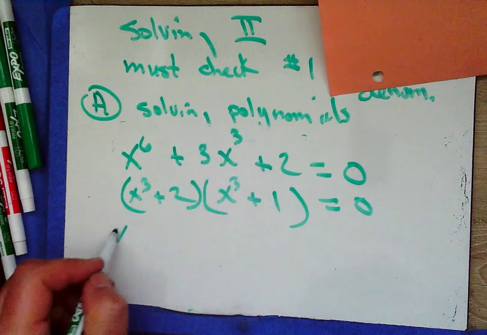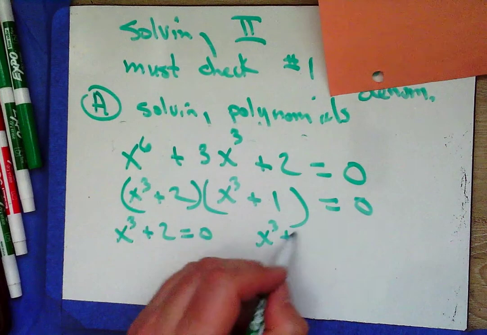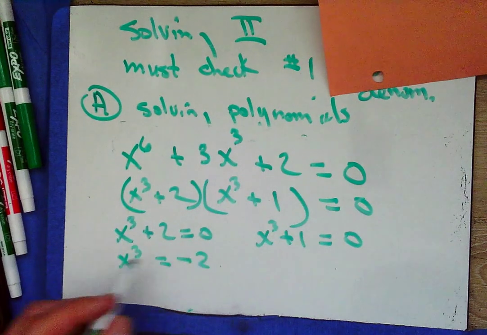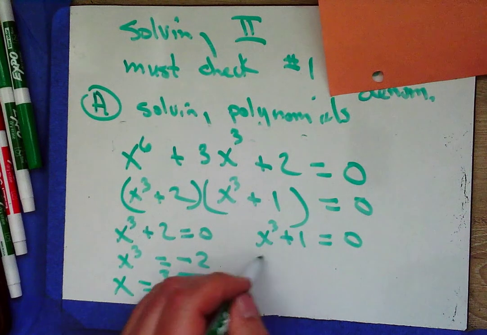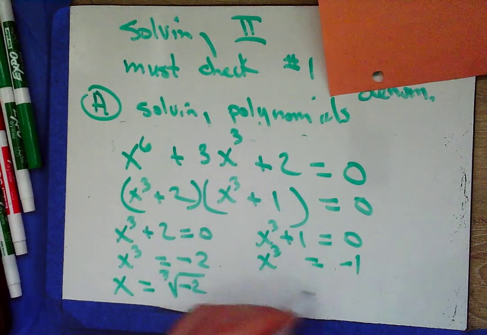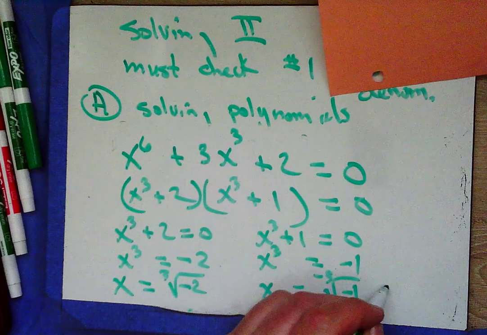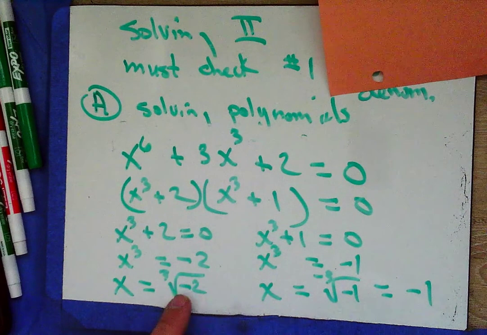Okay, so this factors as x to the 3rd plus 2 and x to the 3rd plus 1 equals 0. So I get x to the 3rd plus 2 equals 0, and x to the 3rd plus 1 equals 0. So I get x to the 3rd equals negative 2, or x equals cube root of negative 2. x to the 3rd equals negative 1, or x equals cube root of negative 1, which turns out to be negative 1. Mr. Koopa, why are you taking the root of a negative number?